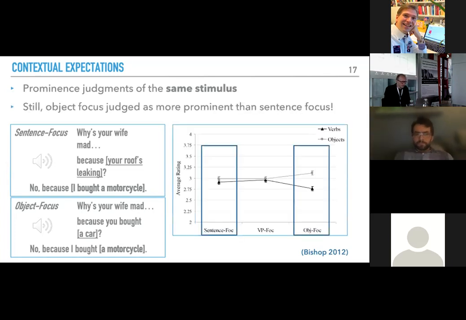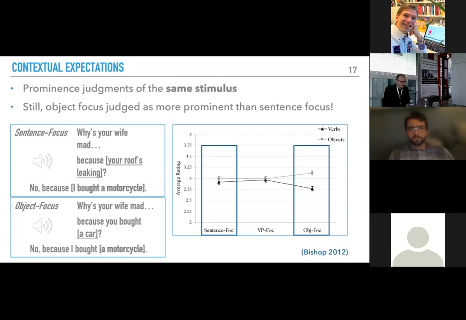And as a result, for the object noun, so the noun motorcycle, object focus was judged as more prominent than sentence focus. So although it was exactly the same stimulus. And what we can learn from this is that the interpretation of prominence is not independent of the interpretation of the utterance, as we heard before.